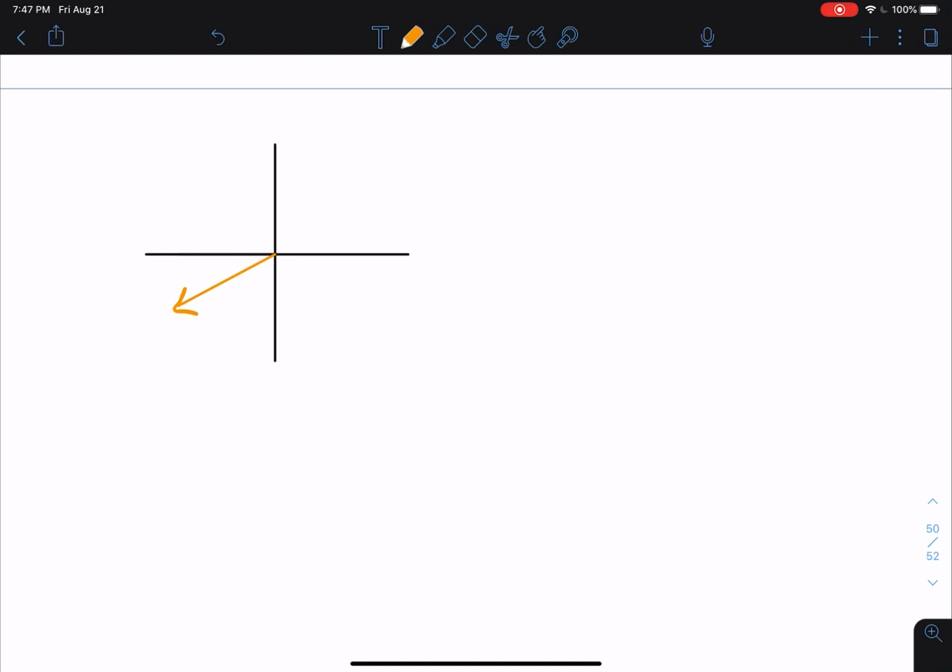Now, once I've done that, I already know my components. If I want to get the angle, remember that theta equals the arctangent. Now theta, I've been saying, is the angle relative to the horizontal. So this is theta right here. It's the arctangent of the y component over the x component. We're taking the absolute value, so we're going to get a positive angle.